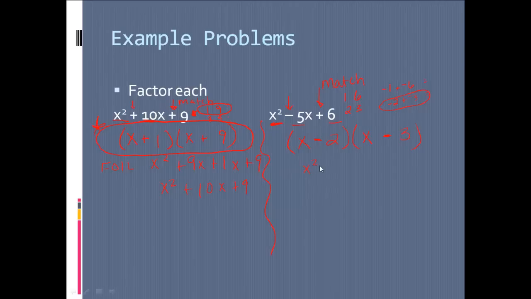I'm going to FOIL it out to check it. And when I do that and I simplify it, I get x squared minus 5x plus 6, which is what I started with. So when it's factored, it's x minus 2 and x minus 3.